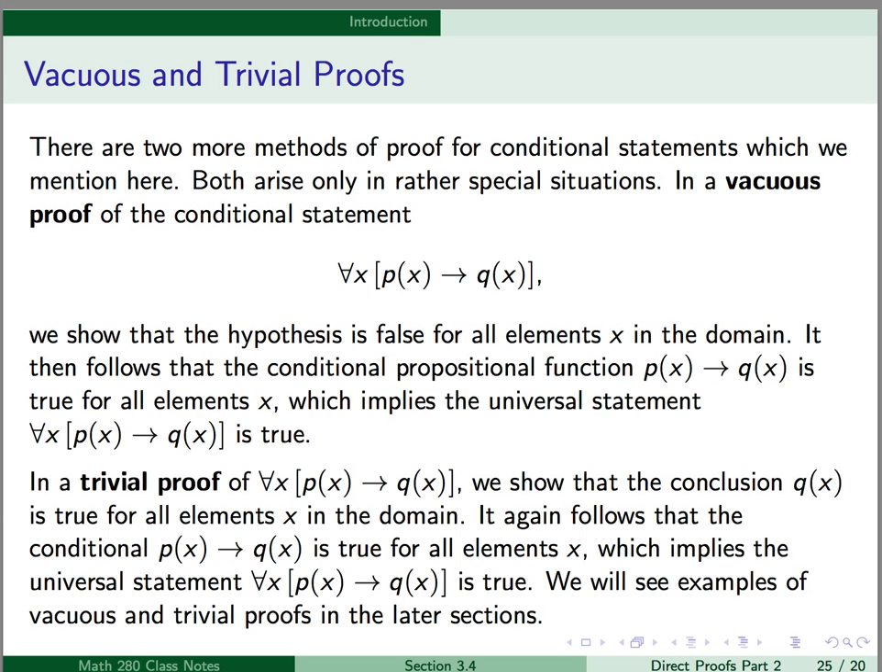In a trivial proof of for all x, p of x implies q of x, we show that the conclusion q of x is true for all elements x in the domain. It again follows that the conditional p of x implies q of x is true for all elements x, which tells us again that the universal statement must be true. We'll see some examples of vacuous and trivial proofs in some of the later sections.